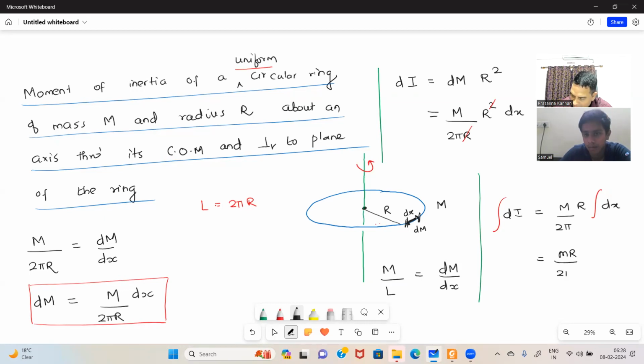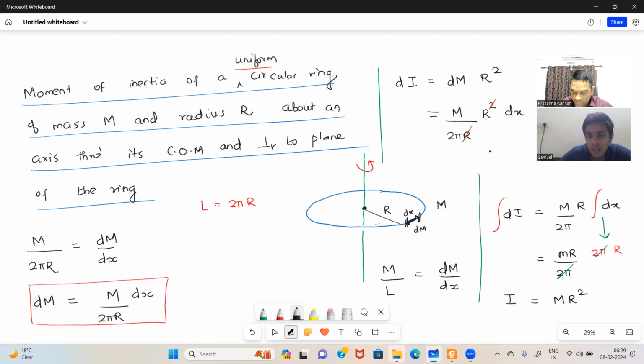So now m by 2 pi r is there. If I add all these dx values, what am I going to get? Come on, tell me. Circumference of the circle, which is nothing but 2 pi r. So that's why I said no integration is required, because it's logic. You add all those values, you get 2 pi r. So you get M R squared. So in case of a ring, it is simply total m into r squared.